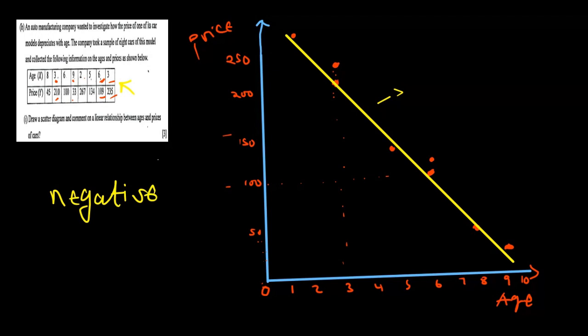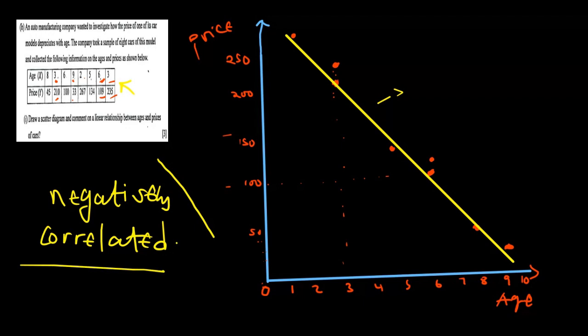Why? Because we have a slope going like that. So there will be a negative correlation for the variables there. So we are going to say from the plot, the variables are negatively correlated. We have a negative linear relationship. If you want, you can write negative linear relationship. All right, so this is the scatter plot. So we go to the next question now.